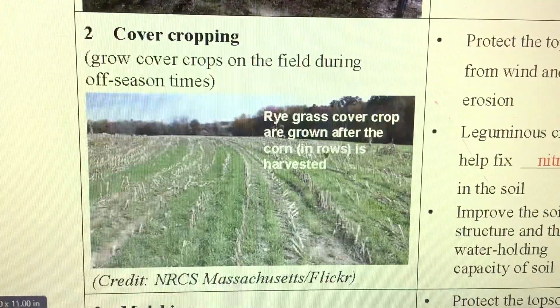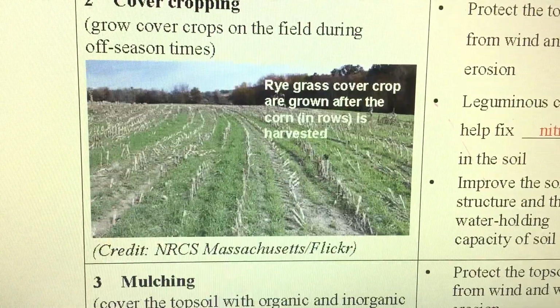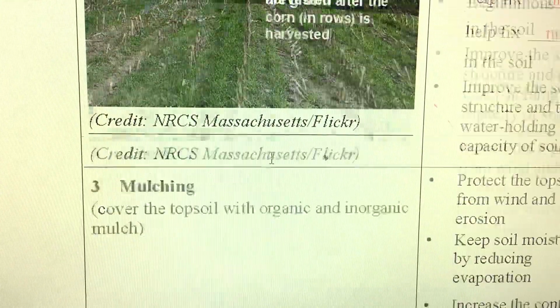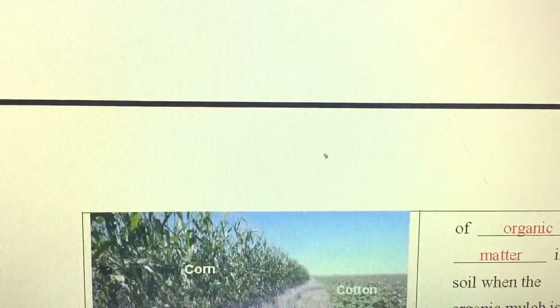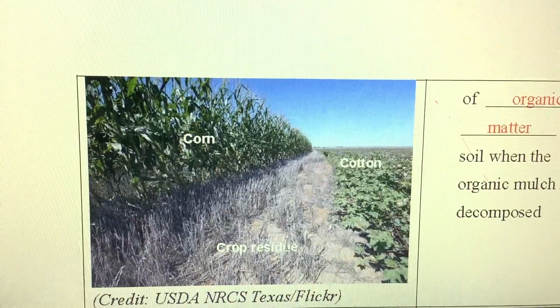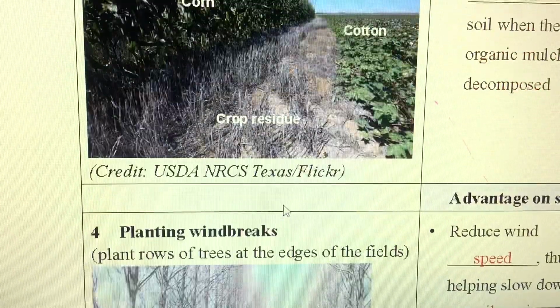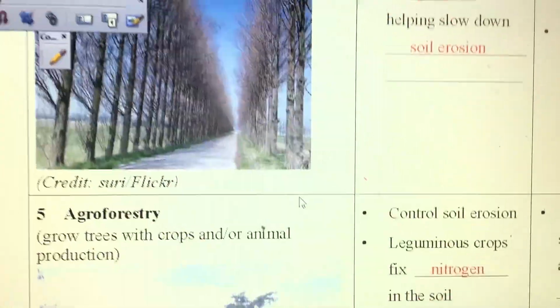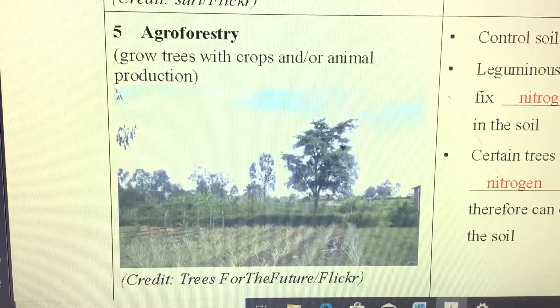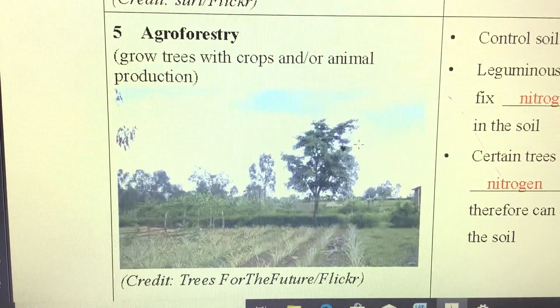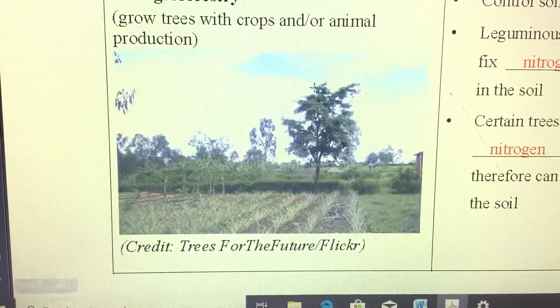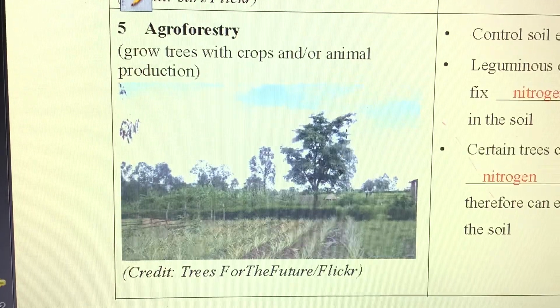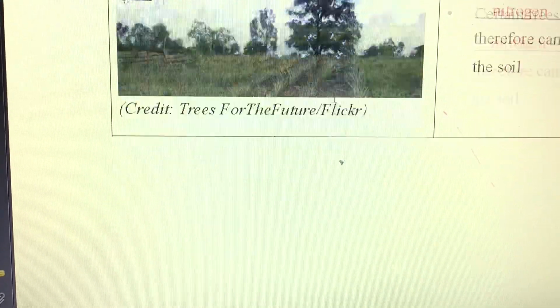Cover cropping, just like mulching. To a certain extent, it's like mulching, but mulching can be regarded another way. Mulching is just like this, where we put some crop residue right here. Planting windbreaks, and you can see there are also advantages and disadvantages. But anyway, you can have a look at this. Agroforestry is talking about how we build trees along the farm in order to provide good shade for some kinds of crops and also reduce soil erosion.